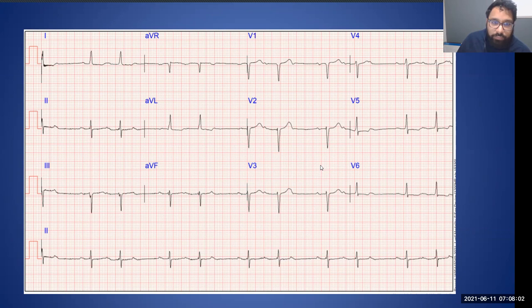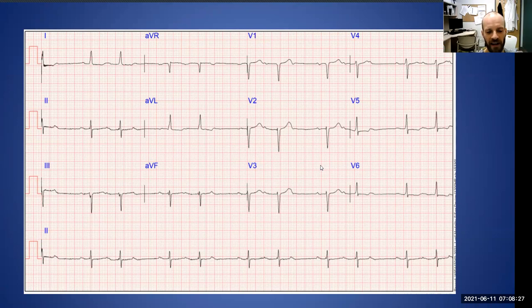So for the rhythm, I got irregularly regular. That's because we see that there's a deviation between the patterns here. It'll go large, small, but it's doing that in a regular manner. Yep. Excellent. So it's regularly irregular. Excellent. Well done.